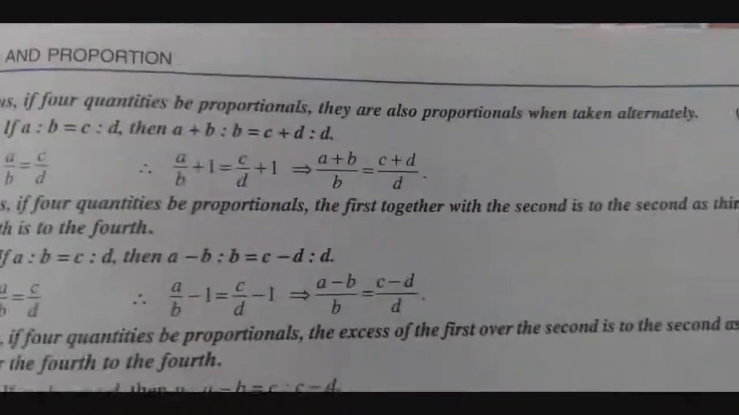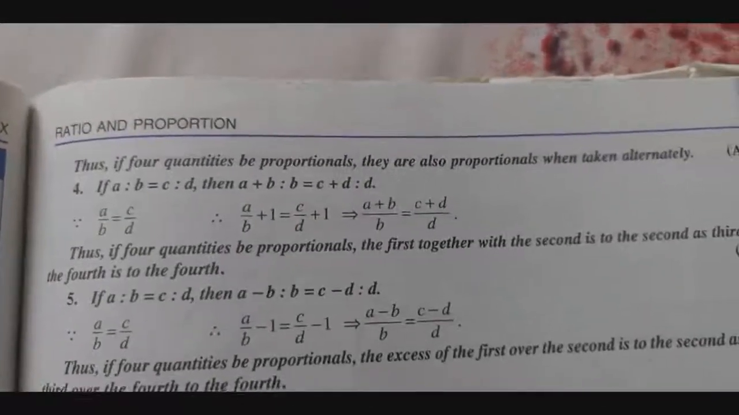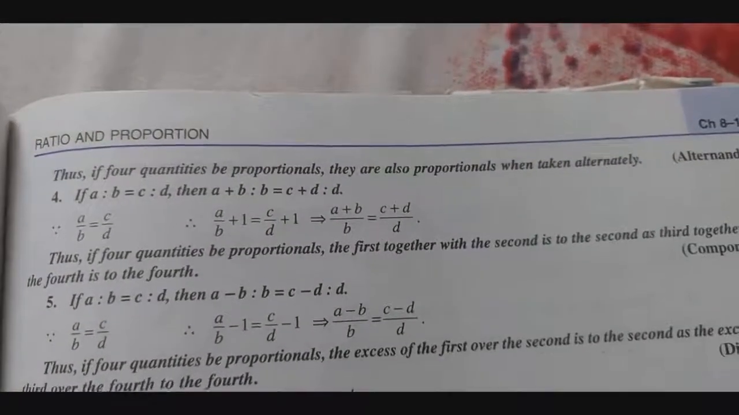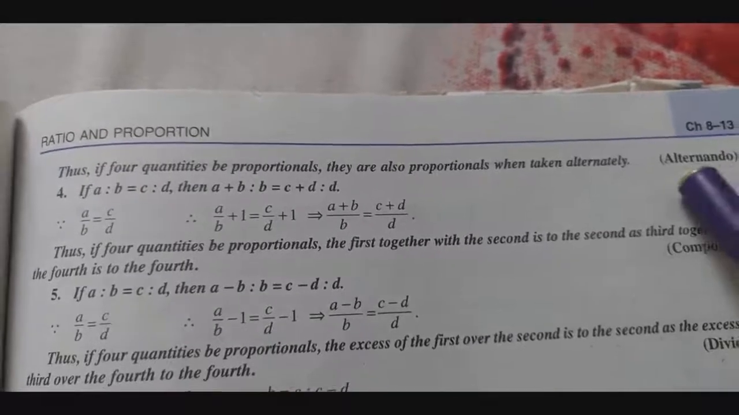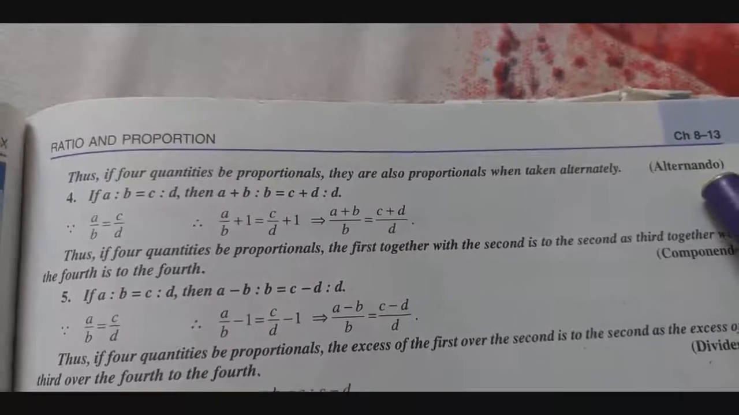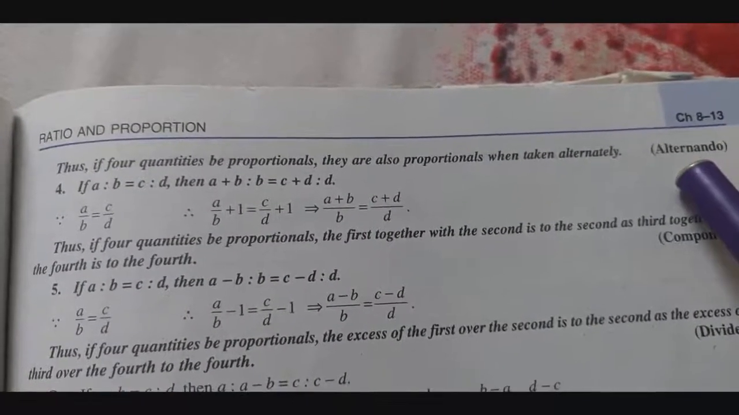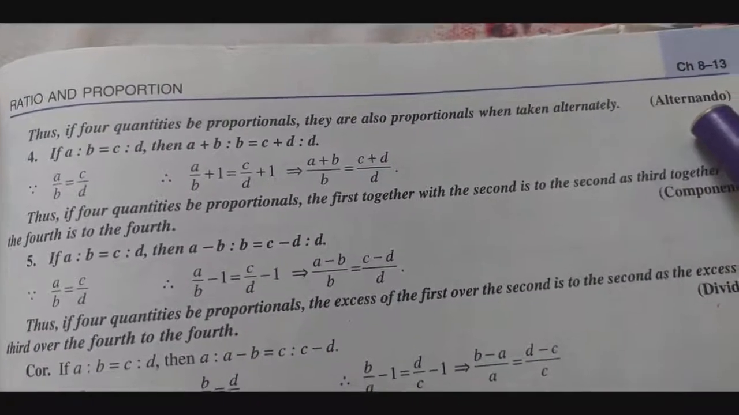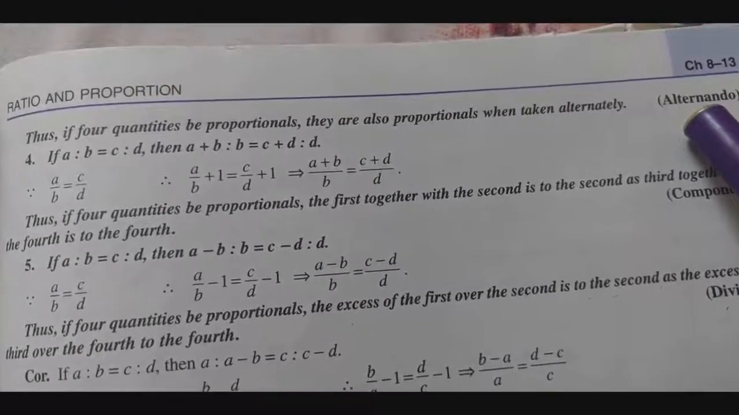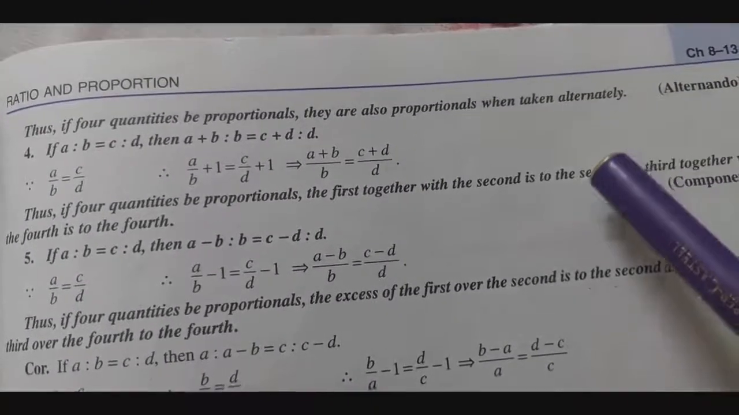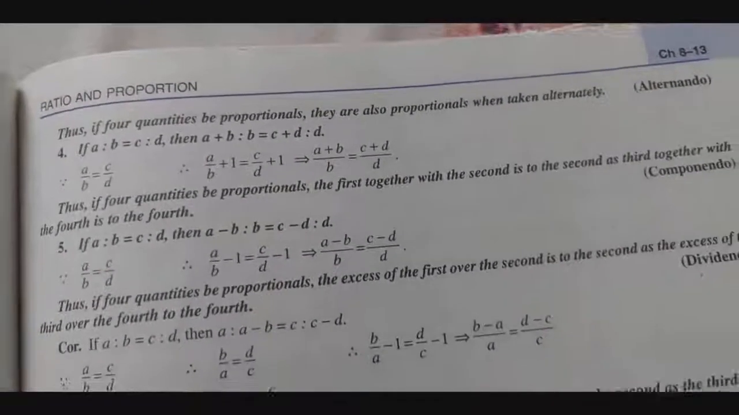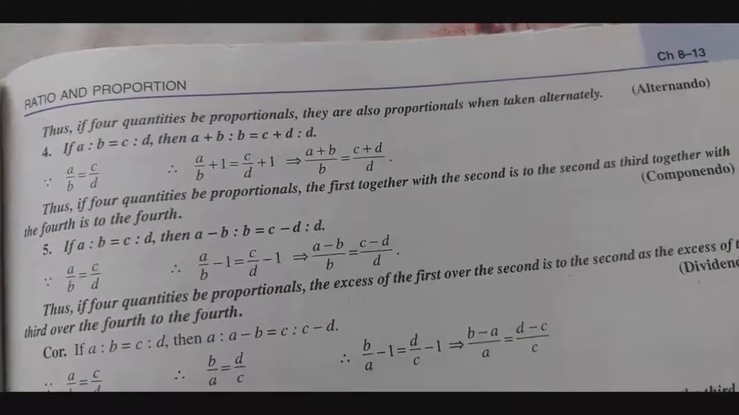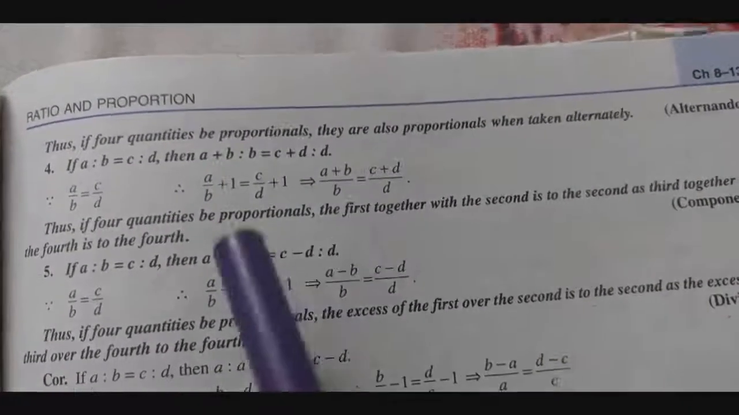And the next result is, so here the third result which we have seen is also known as alternando. Sometimes in our question it is required, so we will take the alternando result directly, like if A upon B is equal to C upon D, then we can write A upon C is equal to B upon D.